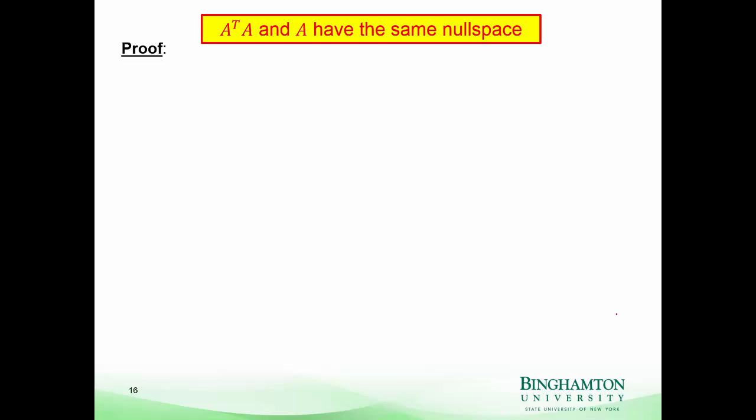So here's the property. A transpose A and A have the same null space. Now notice I didn't say anything about whether the columns of A are independent or not. This actually holds true regardless of what A is. So you take any A, you form A transpose A, it's going to have the same null space as the original A. Now that doesn't sound like a terribly useful thing, and maybe it isn't in and of itself, but it ends up being useful to prove what we really want to show, which is that A transpose A is invertible exactly when we have the columns of A being linearly independent.